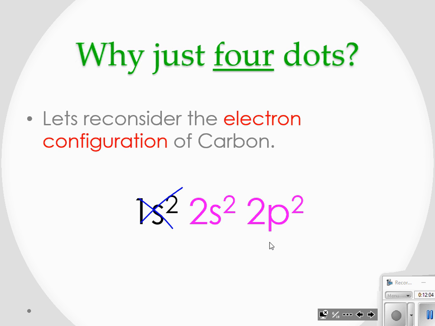Would this still be considered valence if this wasn't 2, if this were 6? Even though it's filled, would that still be considered the valence one? Let me ask you this. Is that the outside one? Yeah. Even though it's filled, it's still the outside one, so it's still the valence one. So in this case, we would have 8 valence electrons. Can we have 8 valence electrons? Absolutely.